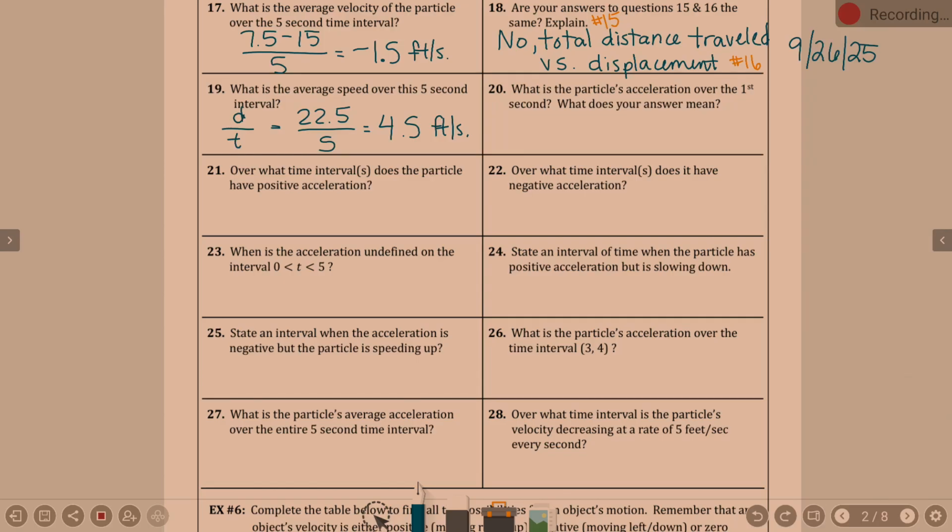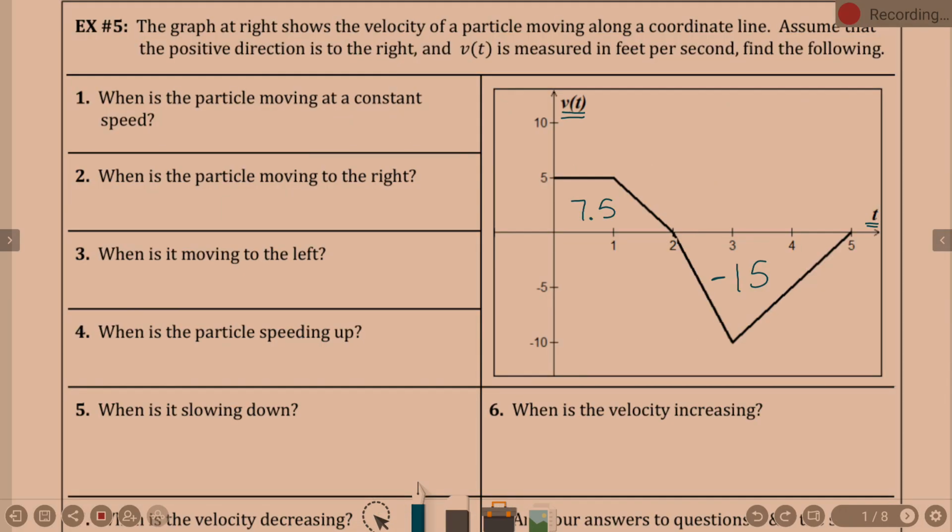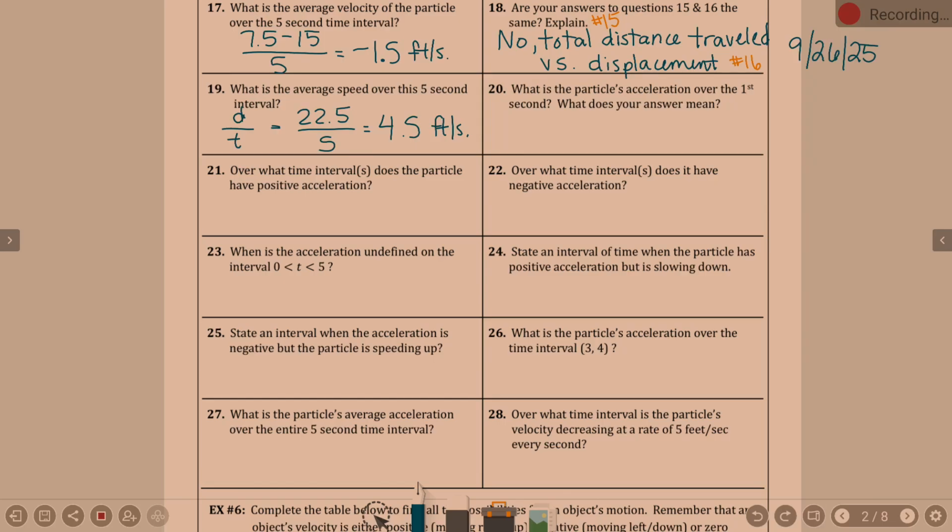What is the particle's acceleration over the first second, and what does your answer mean? 0. The slope of the line is 0. If this is a velocity graph, then remember acceleration is the derivative of velocity, and that derivative definitely is 0. So the particle's acceleration is going to be 0. The label would be feet per second squared.